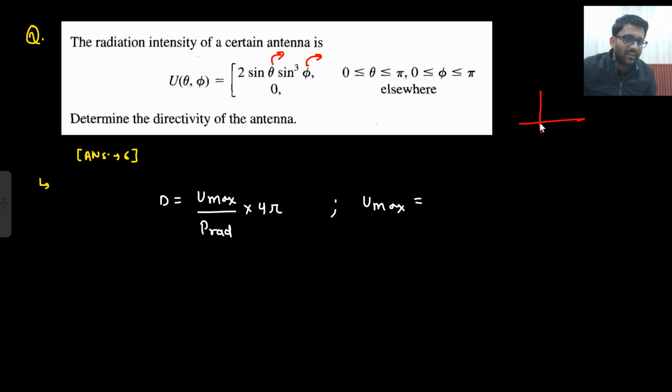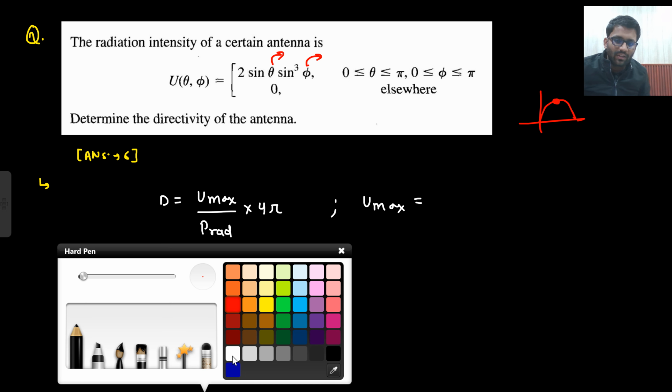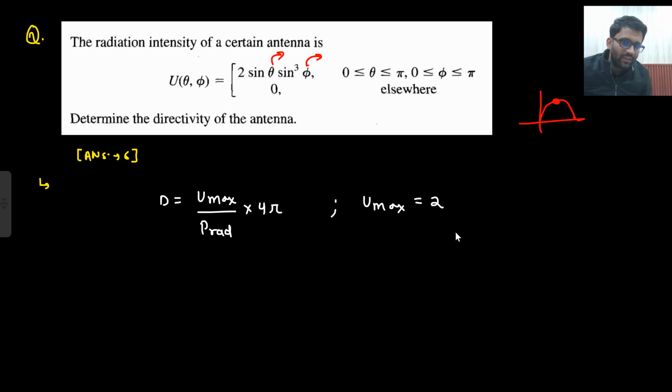So this is your sin theta from 0 to pi. What will be the maximum value? 1. So the maximum value will be 2, the 2 will be there as it is. What is the maximum value of sin theta? That is 1. And what is the maximum value of sin cube phi? That is also 1. So that's the answer. U max is 2. So U max you already know.